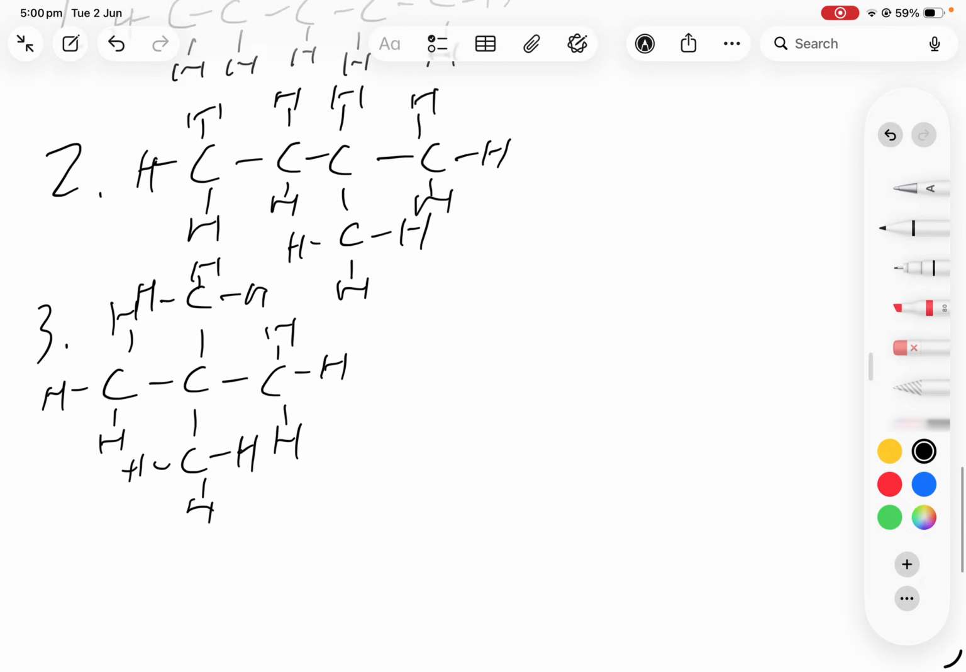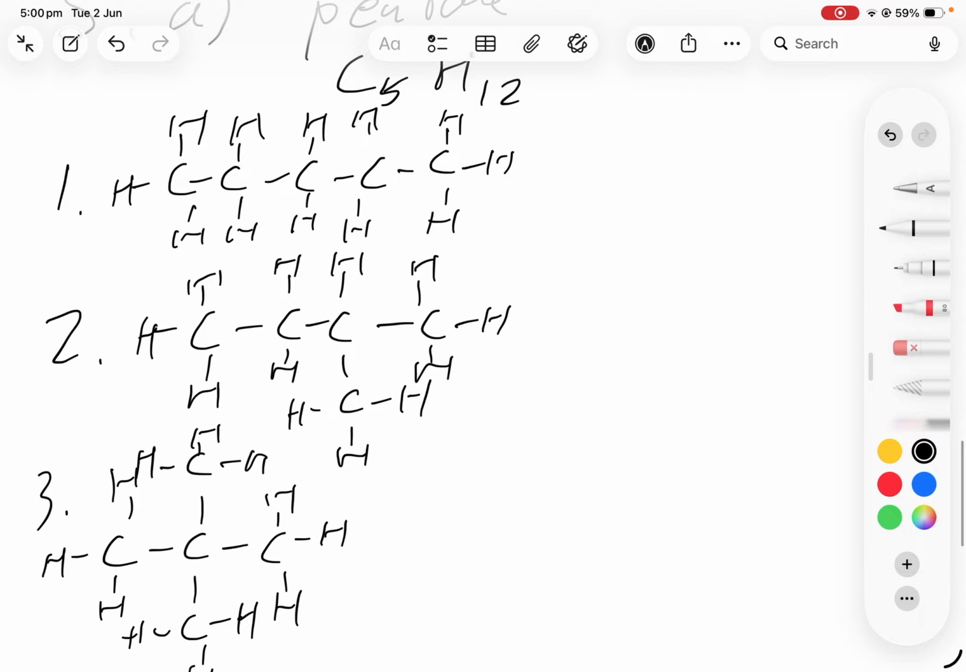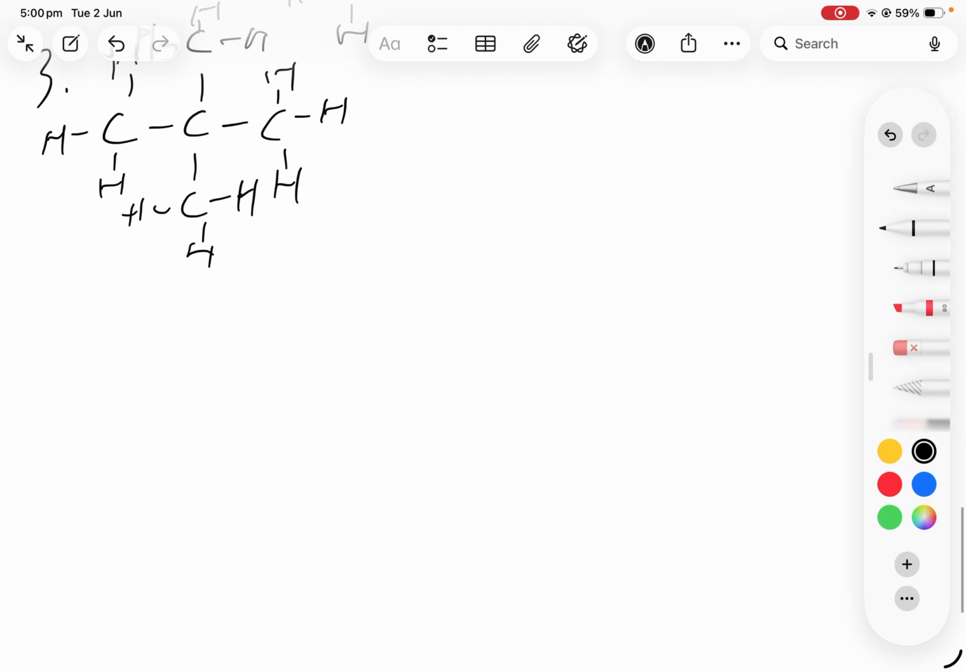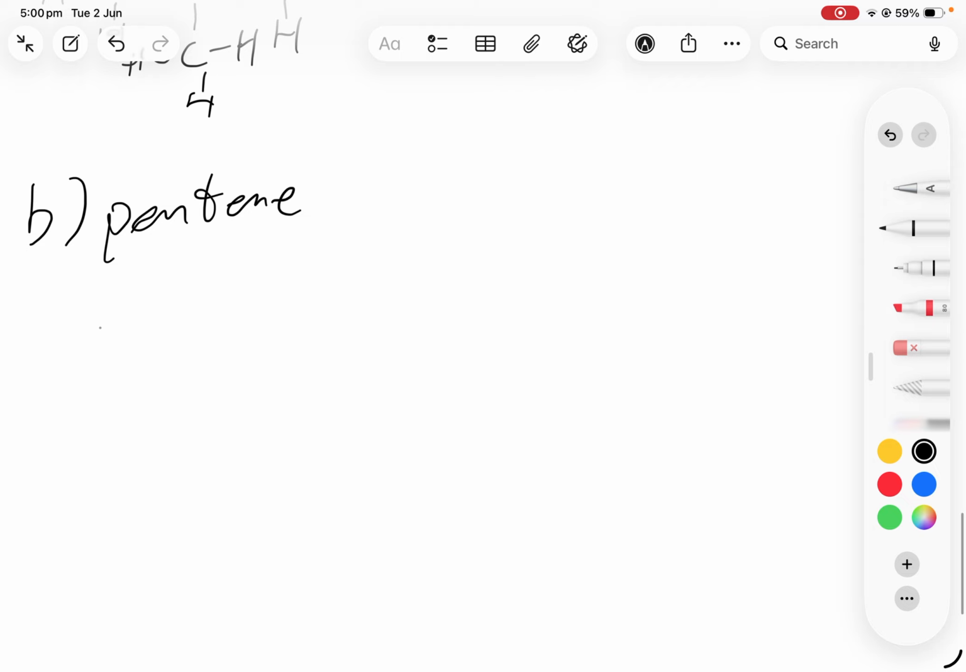Yeah, that's it for these ones. Okay, I thought it was shorter than I thought. Okay, B. Now it's pentene. Pentene can have a lot. First, let's do the normal ones.